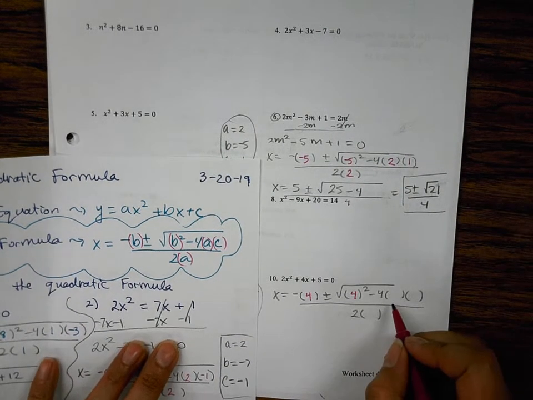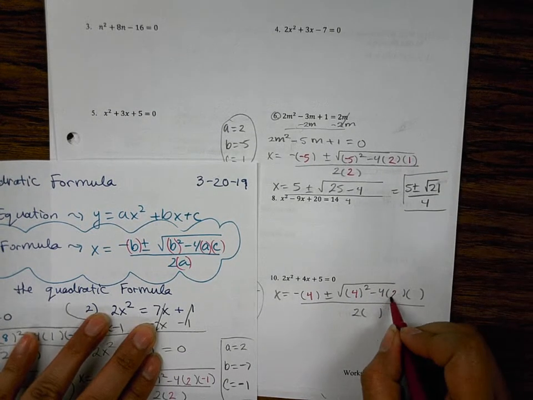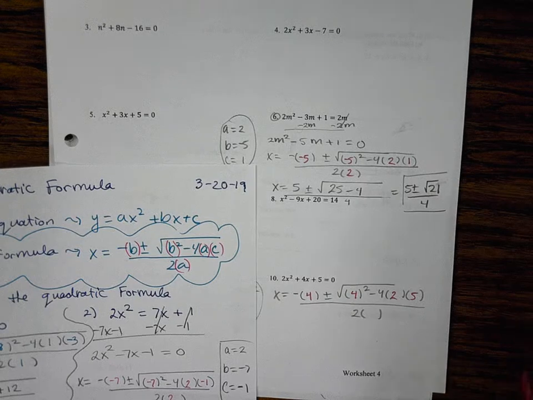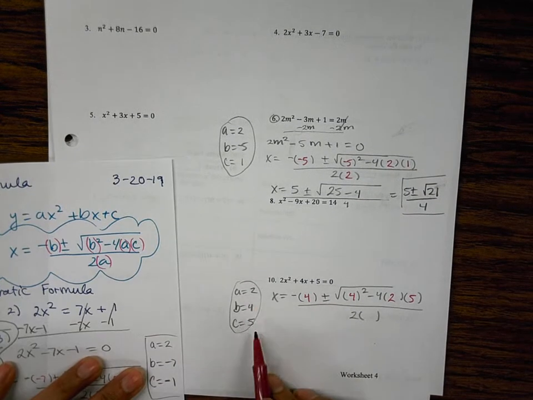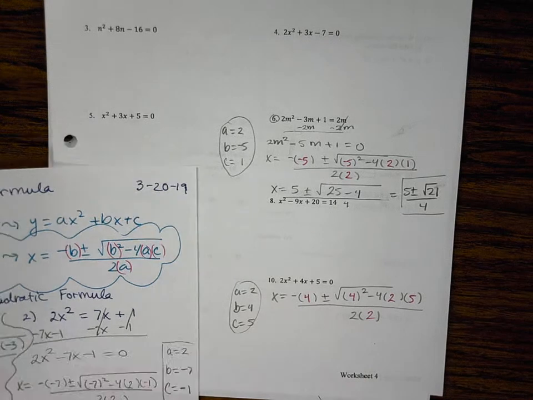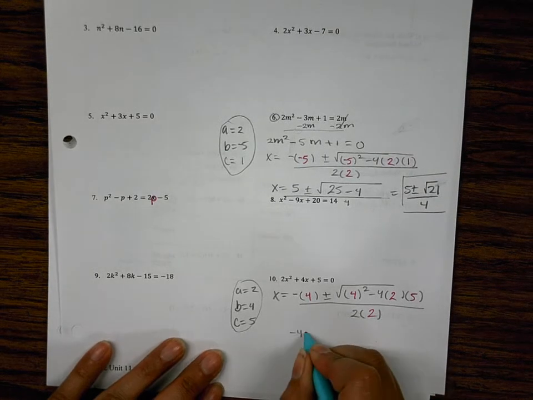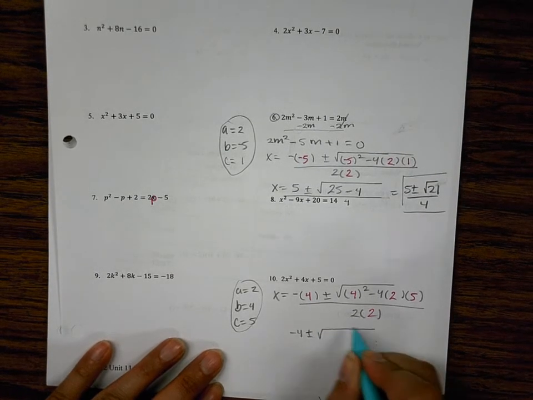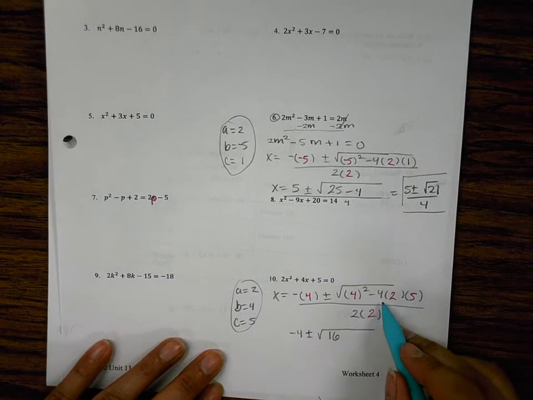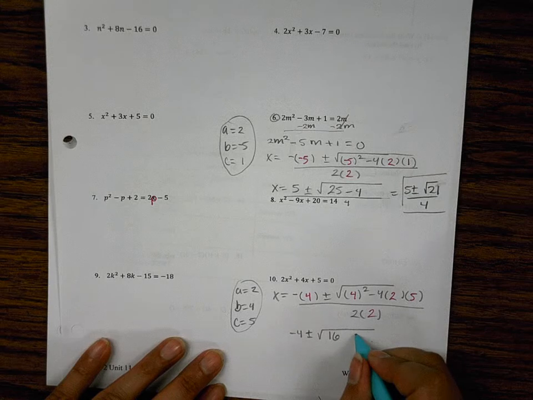Okay, and then you do 4 squared minus 4 times A times C, so 2, 5. All right, sorry, 2 times 5 because that's A and C, all over 2 times 2 because A is 2. Okay, so then we continue, and that gives me negative 4 plus or minus the square root of 16.